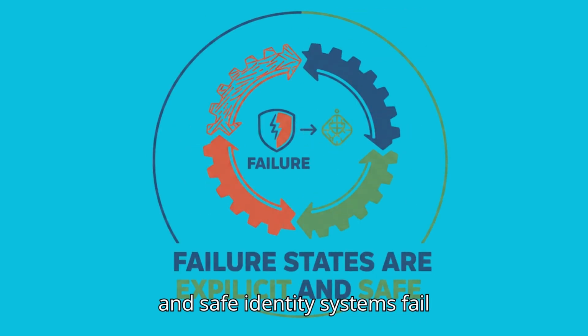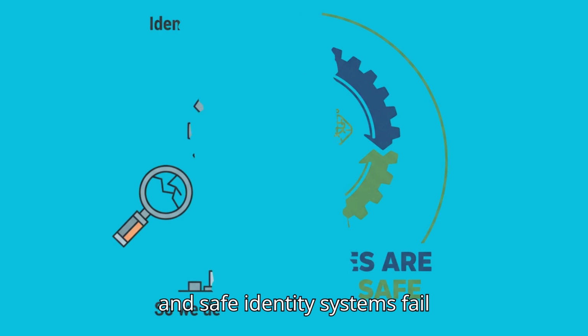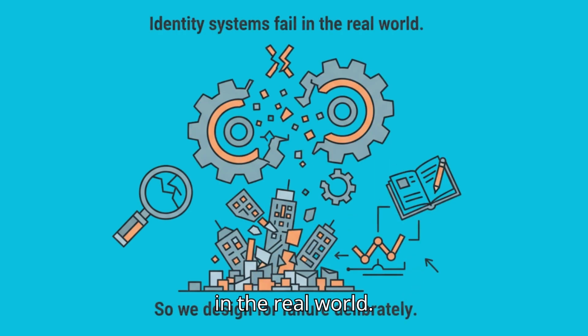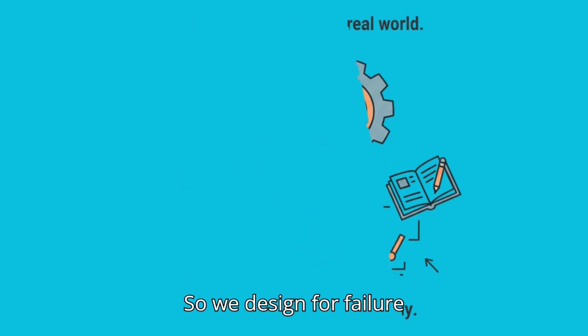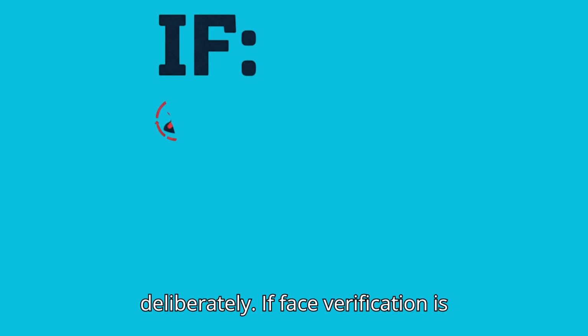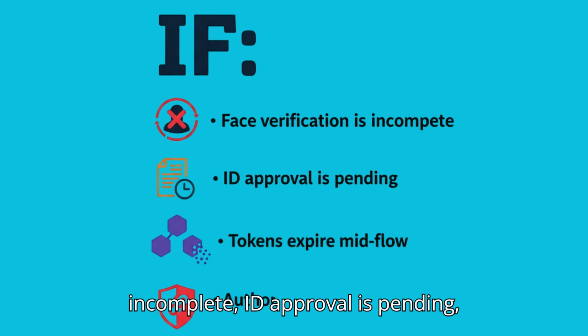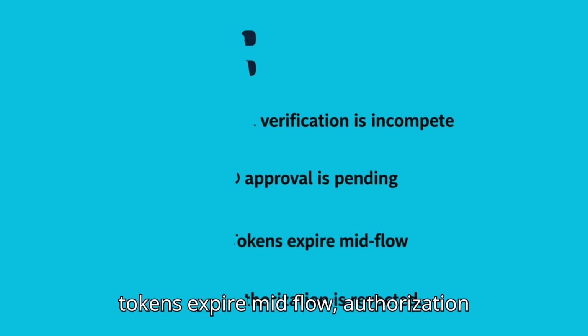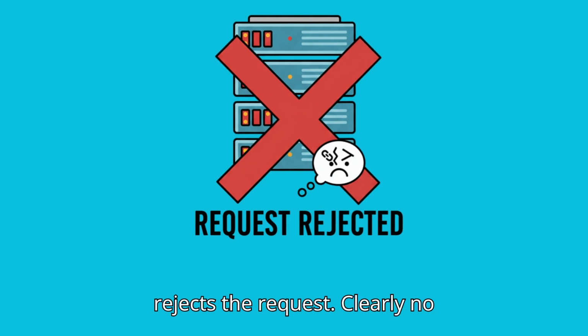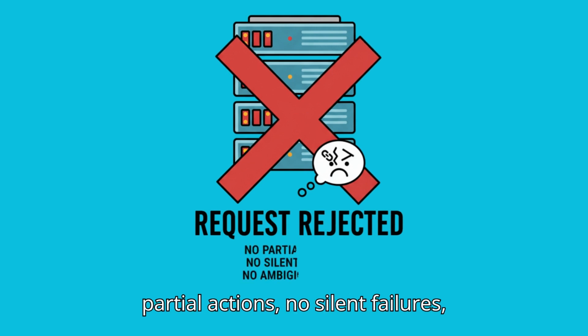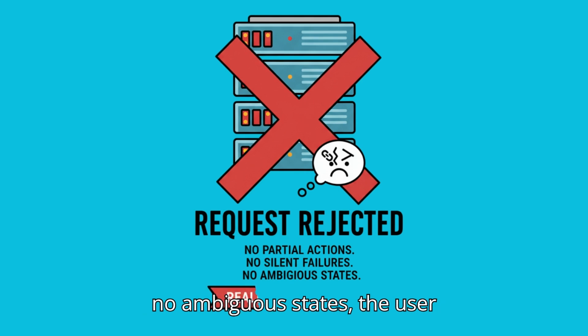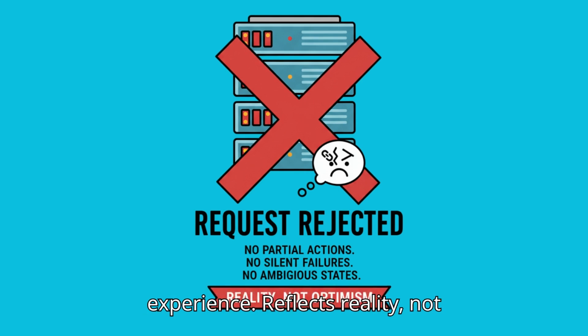Failure states are explicit and safe. Identity systems fail in the real world, so we design for failure deliberately. If face verification is incomplete, ID approval is pending, tokens expire mid-flow, or authorization is revoked, the backend rejects the request clearly. No partial actions, no silent failures, no ambiguous states. The user experience reflects reality, not optimism.